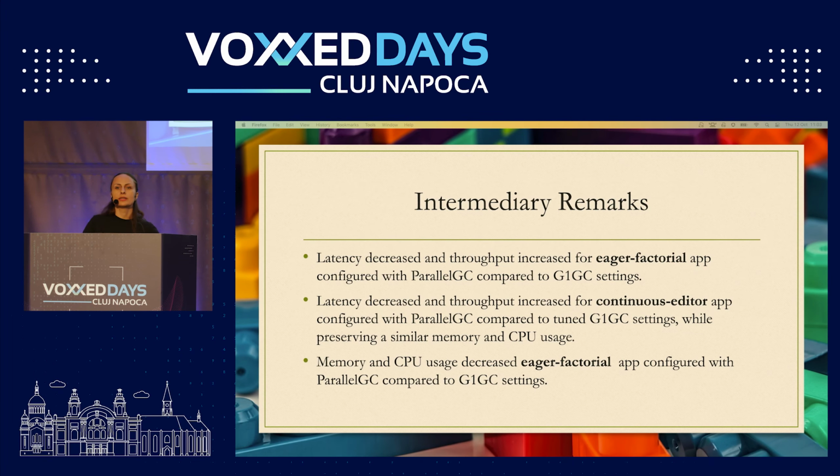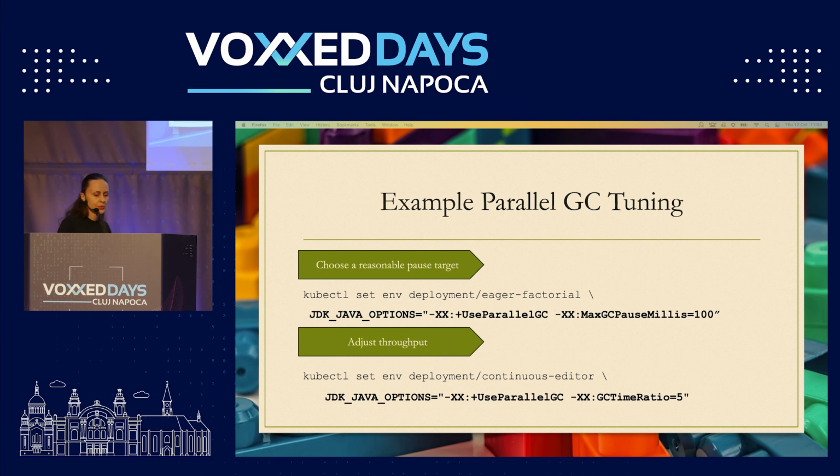But I want to fine-tune this. I want to get even better results. So let's see if we can make it even better than this. We can do it by adjusting the pause time, like we did the other time as well, and adjusting the throughput for the continuous editor, because maybe I can get more throughput for the one that's file I/O, more requests served by that one.